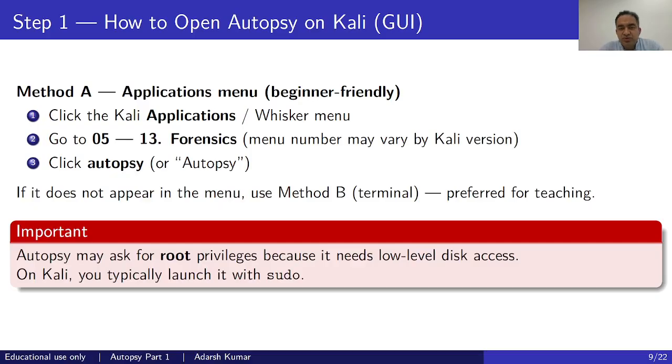Now method A uses the graphical application menu and is friendly if you prefer clicking instead of typing. Click the Kali application menu or whisker menu, go into the forensic category, and note that the number or the label can change depending upon your Kali version, and then click Autopsy. If Autopsy does not appear in the menu on your system, do not panic. Simply switch to method B, which uses the terminal and is actually preferred for teaching because every step is visible.